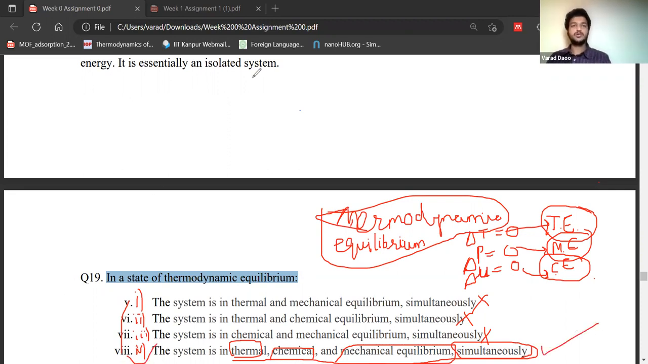So the answer to question number 19 is option 4. When a system is in thermal, chemical, and mechanical equilibrium simultaneously, then we say that the system is in thermodynamic equilibrium. That is essentially the definition. Okay.